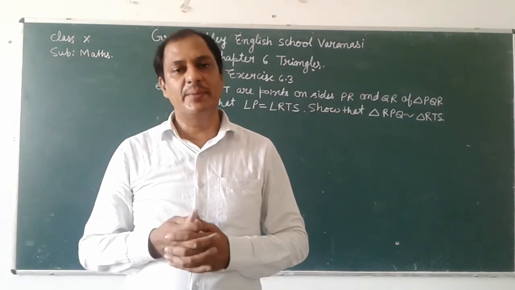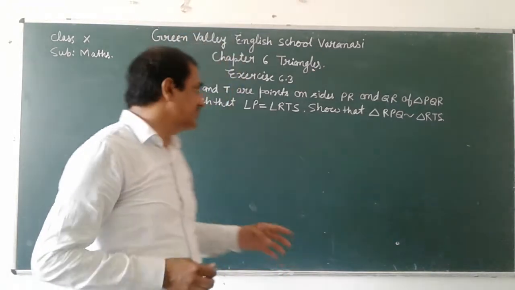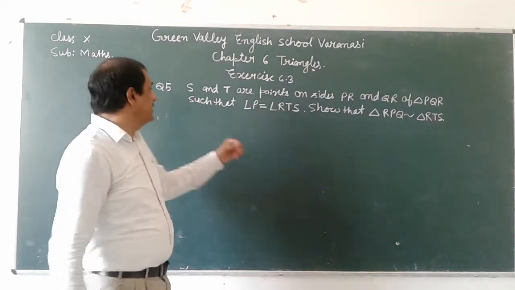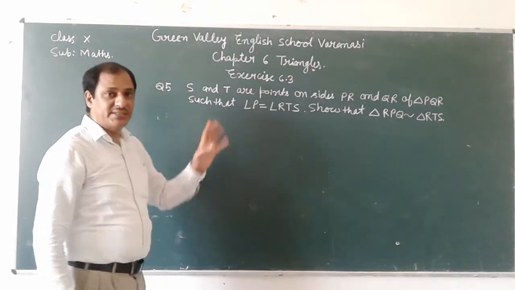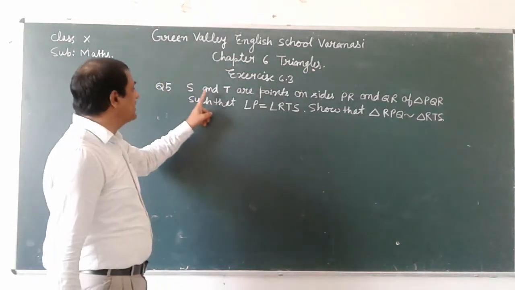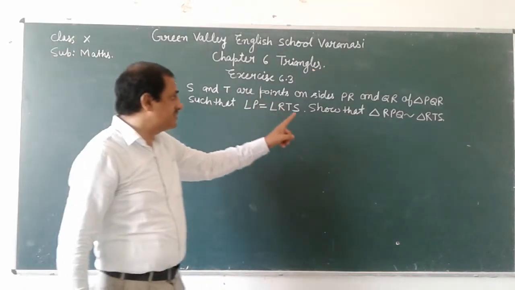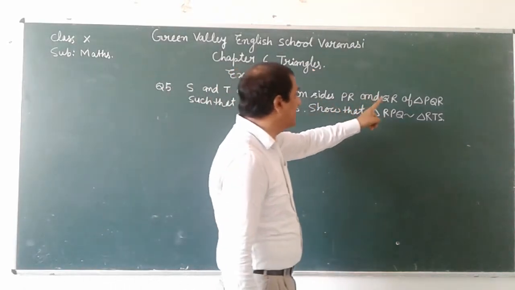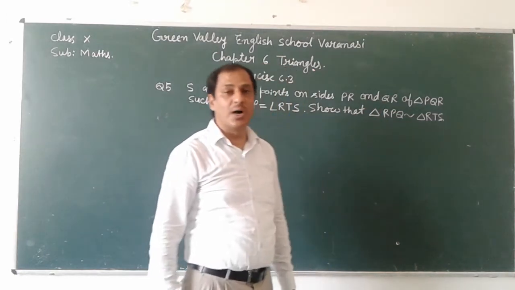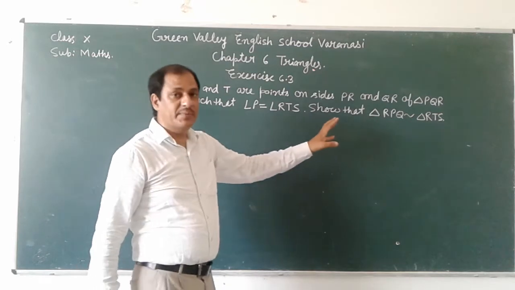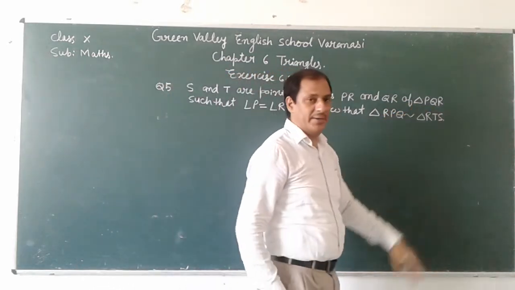Children, today I am going to solve this question. This is question number 5 of exercise 6.3. In this question, the question says that S and T are points on sides PR and QR of triangle PQR. In this question, a triangle is given. The name of the triangle is PQR.